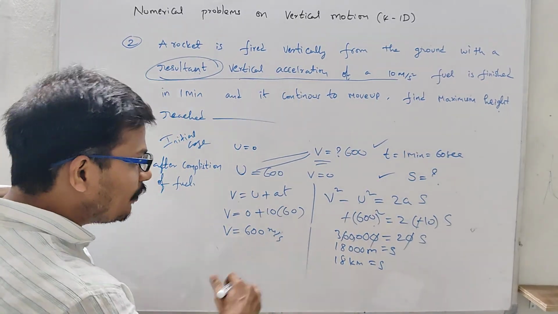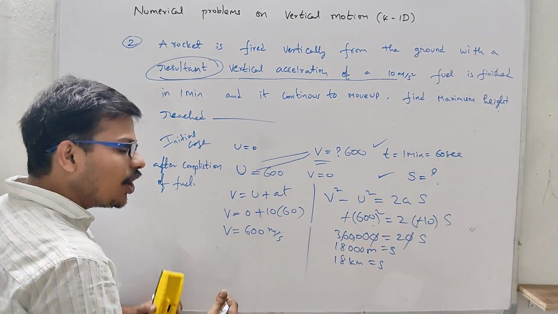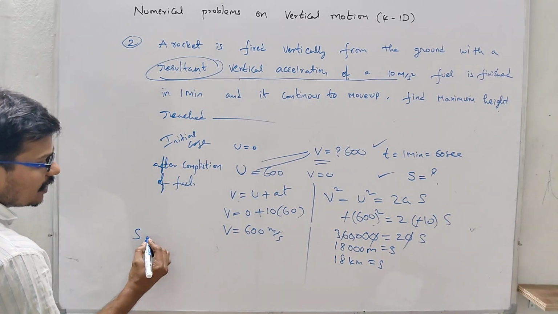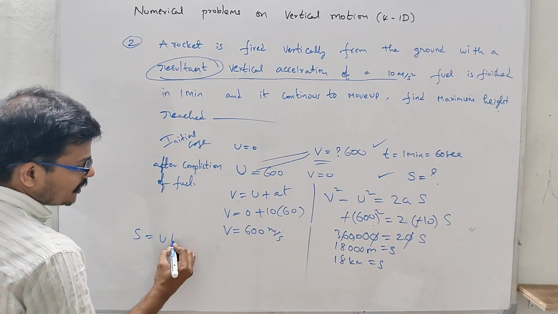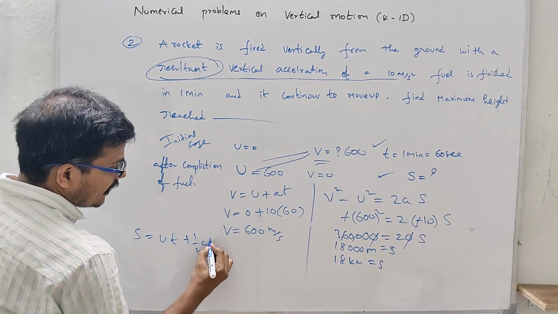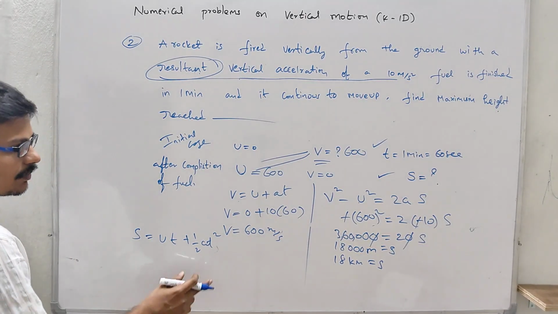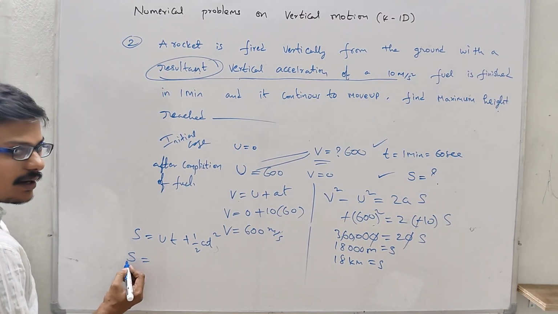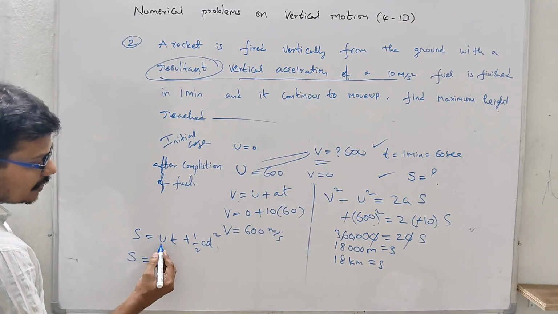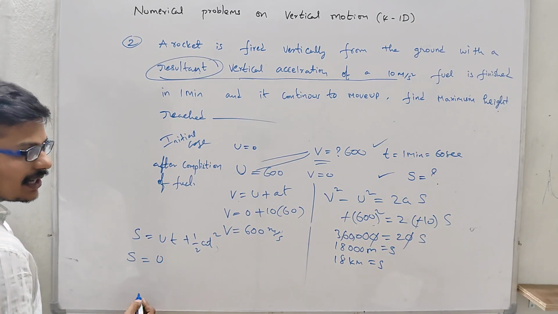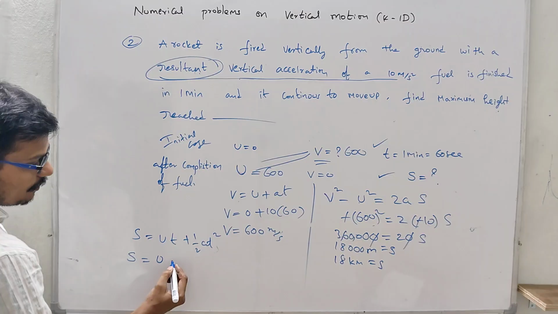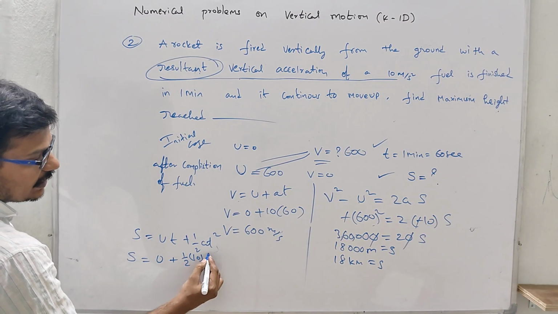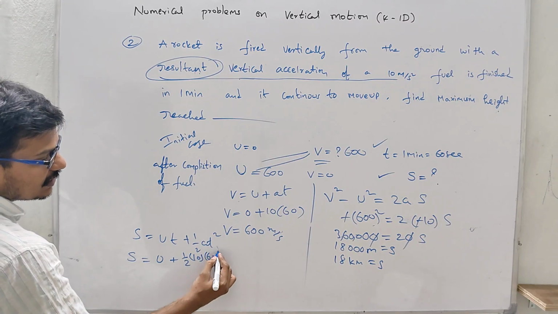So before completion of the fuel, how much distance is covered? We have to check it. s equals ut plus half at squared, where s is the displacement covered by the rocket before completion of the fuel. So what is u? It is 0, since it initially starts from rest, plus half of 10 into t squared, where t is 60.